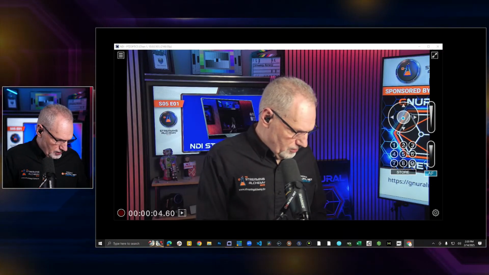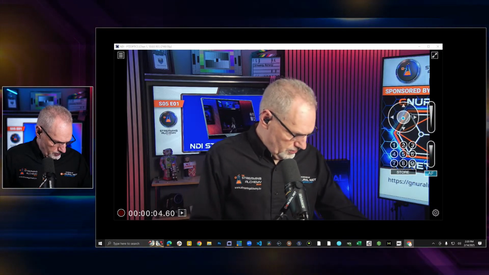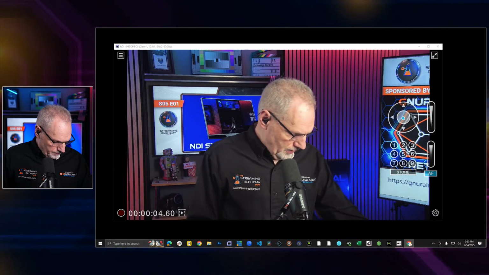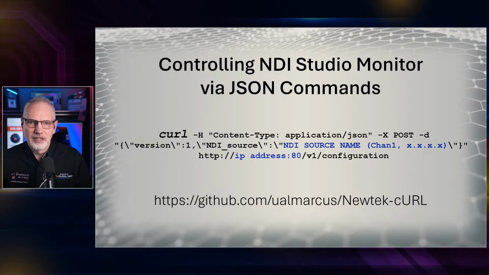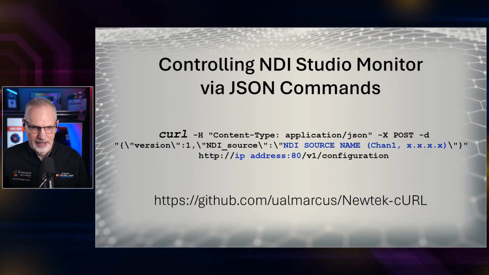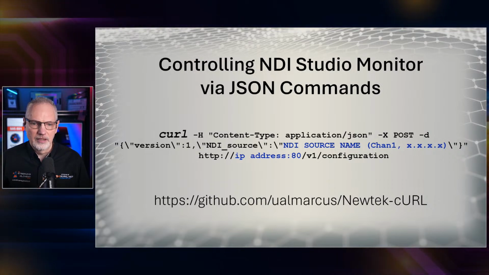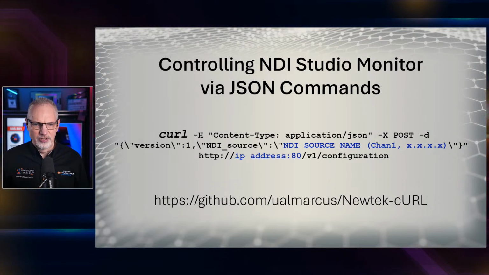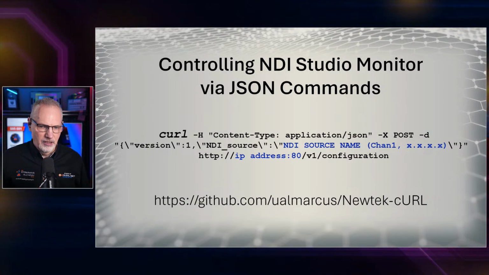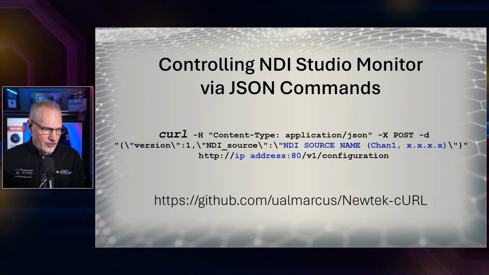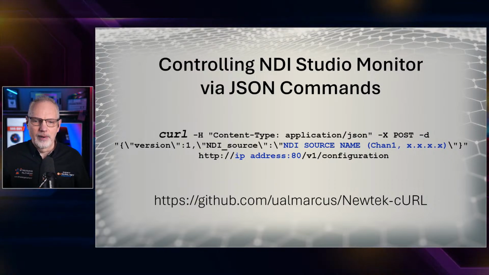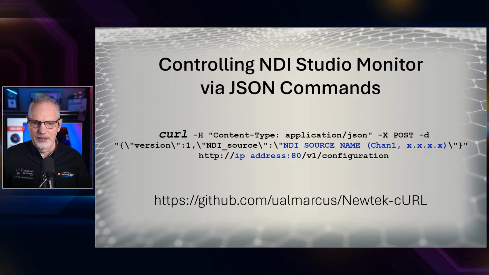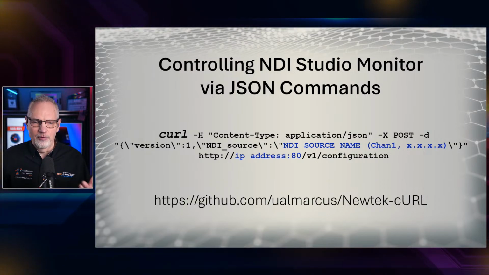So let me see if I can just show you this, make sure I got this all set. Let's see. You can actually control this using JSON commands. And this would be something called curl that I'm using here, but you could do this in vMix scripting, anything you'd want with that. And what this will let you do is basically tell Studio Monitor to do certain things. So let me just give you a quick rundown of what you're seeing here.